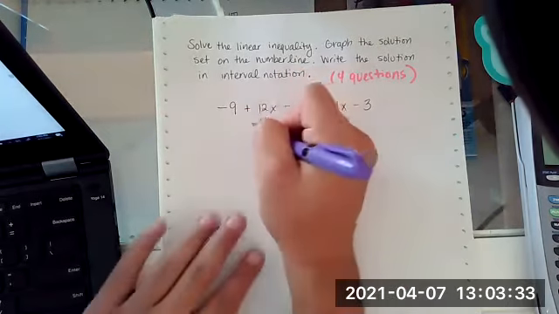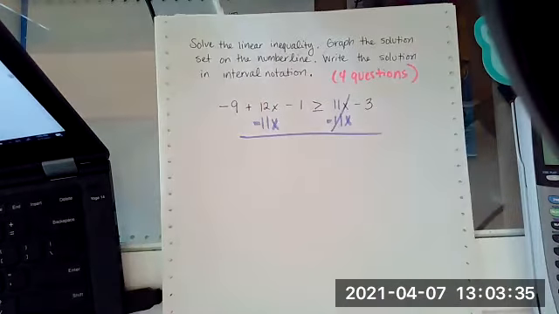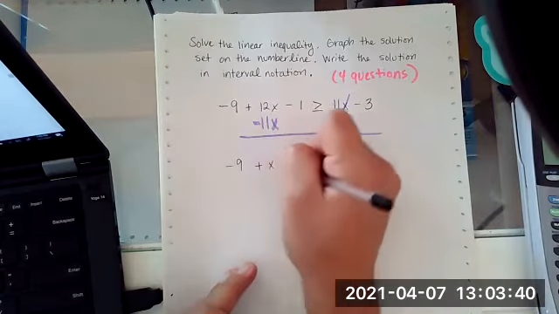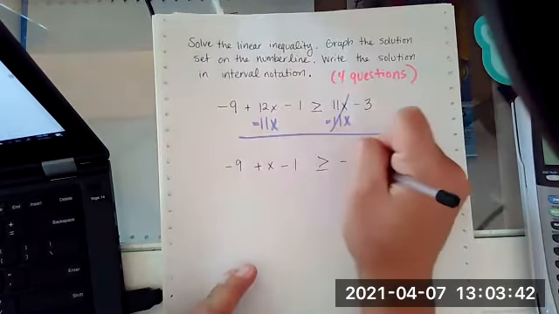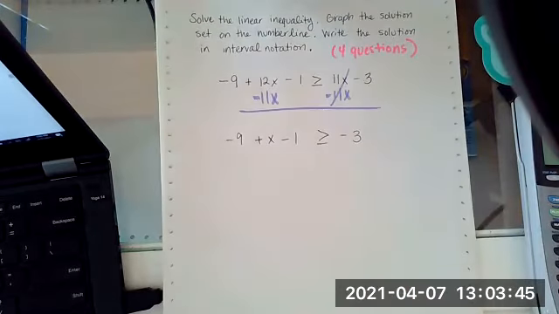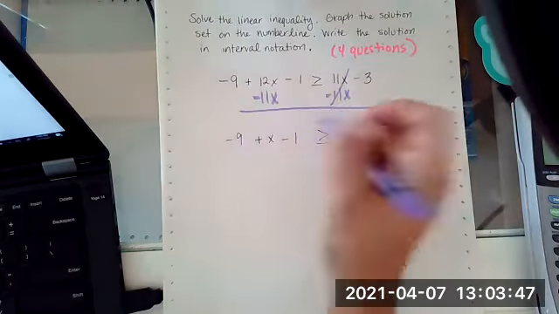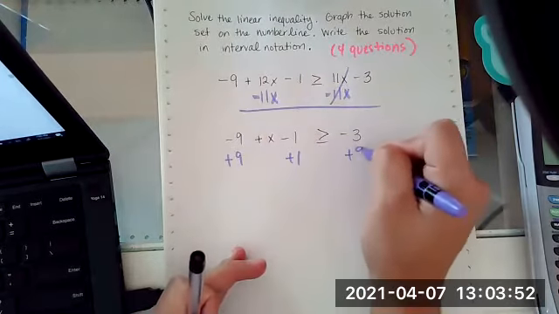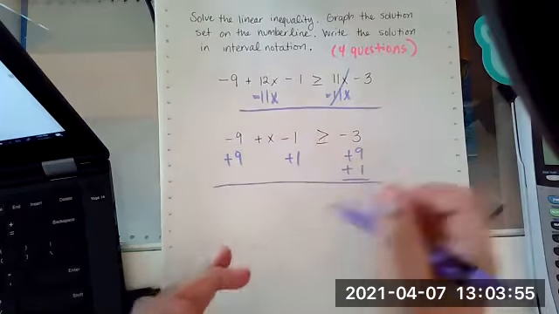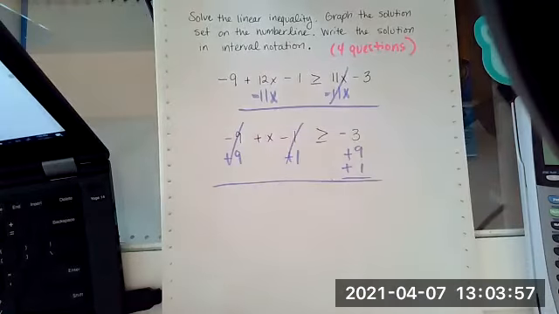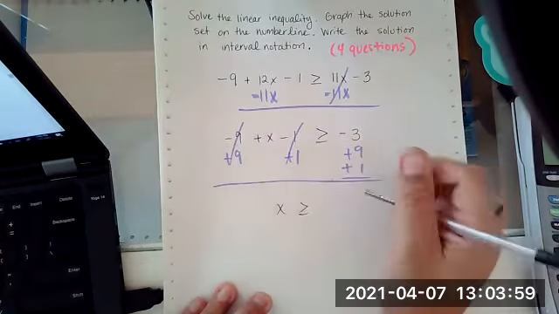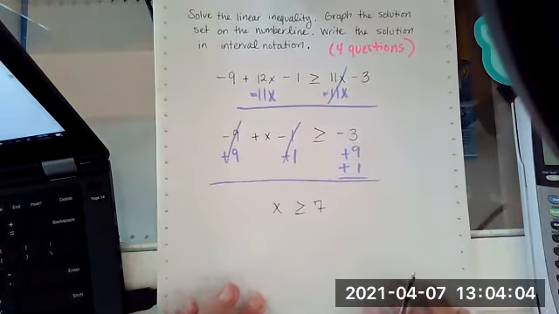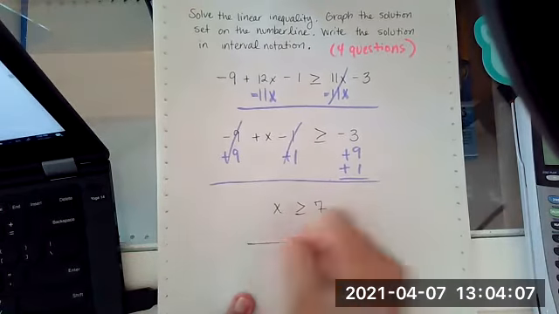Mhm. So we have -9 plus x minus 1 is greater than or equal to -3. And then I added my 9 and my 1 to the other side. Okay, so we add the 9 and add the 1. x is greater than or equal to whatever this is. 7. Okay.